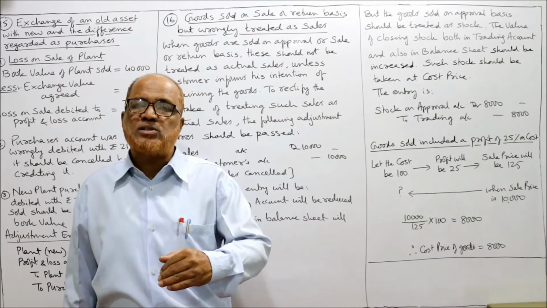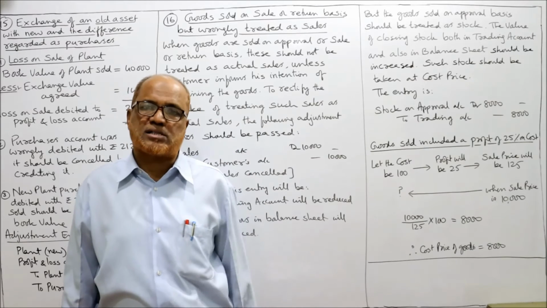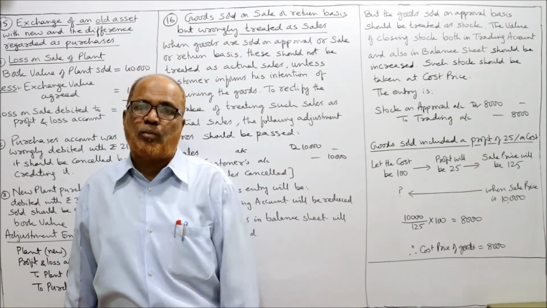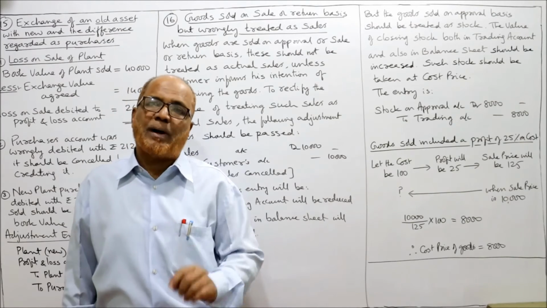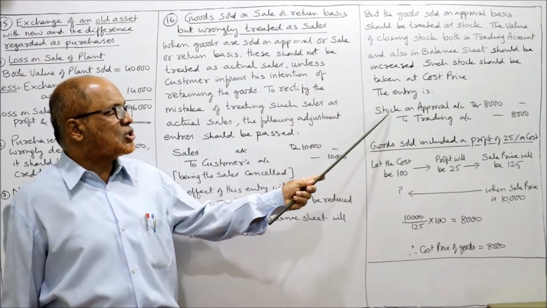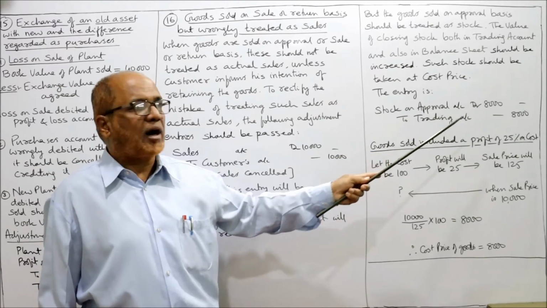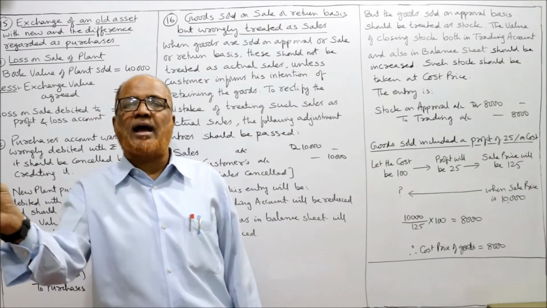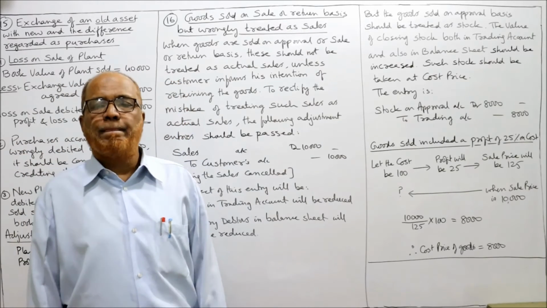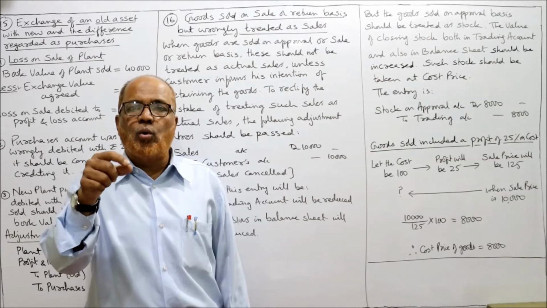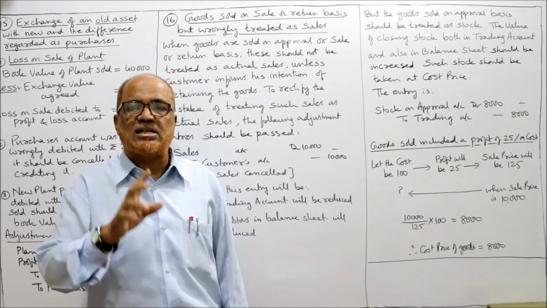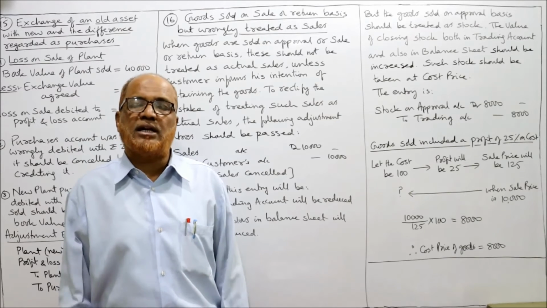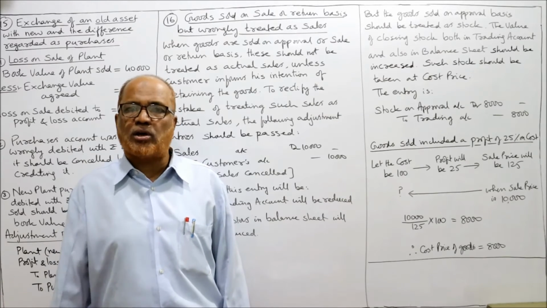Actually 10,000 rupees worth of goods were sold to the customer. Now we have to find out what is the cost price of that 10,000 rupees. And for that we have to pass the entry. The entry is stock on approval account debit to trading account. This entry will be passed for the goods lying with the customer and the customer has not given the approval that he wants to purchase it or not. He has not given the approval.